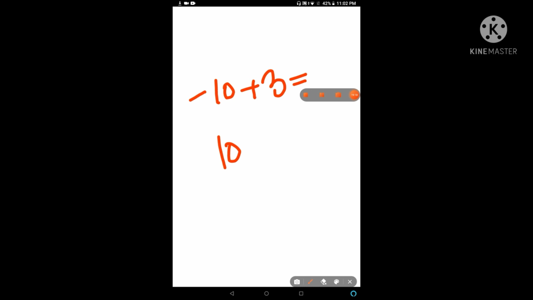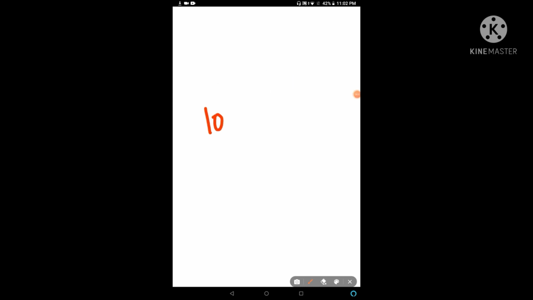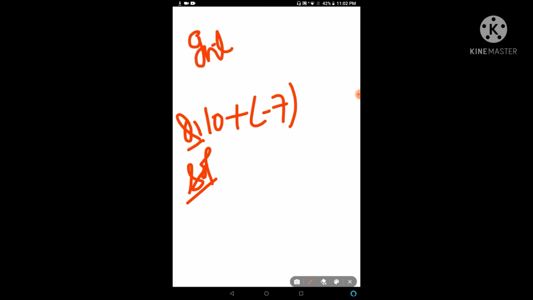Let me go to the white page only. Let me tell you the first easy thing, and I am not doing those sums. Minus 10 and plus 3 will be, just tell me the simple answer. If I give you a sum like 10 plus minus 7, just solve this and give me the answer. It's a very easy question if you know and remember the rules. So plus minus will be minus, so 10 minus 7 will be 3, right?